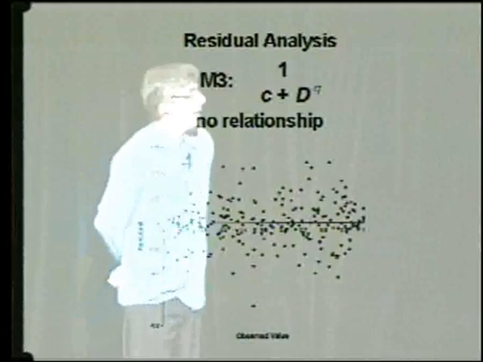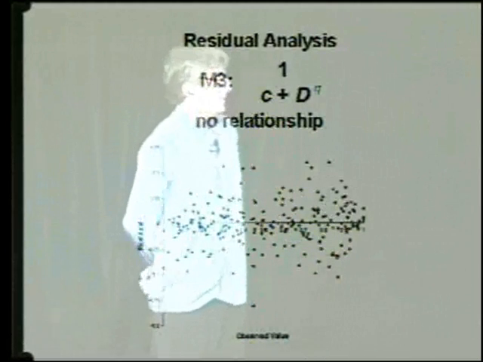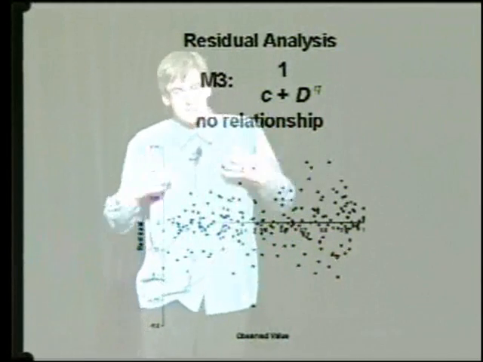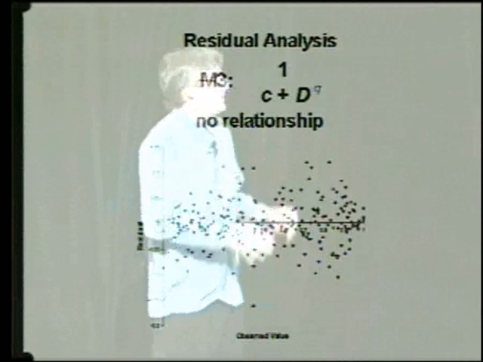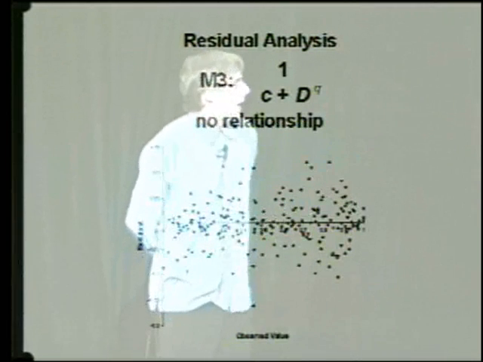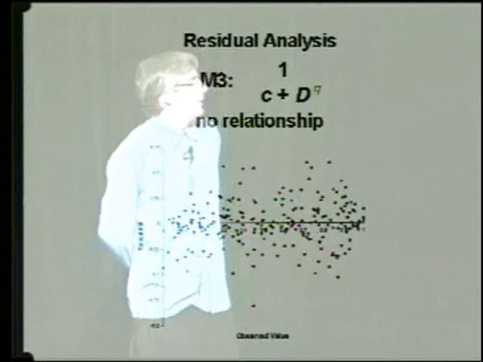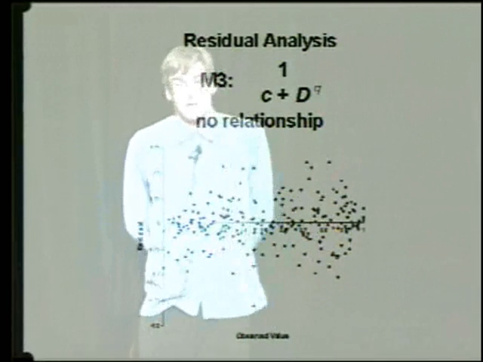And lastly, for the power function, it looks to me like it's very, very random. I couldn't detect any type of pattern. There seems to be one outlier down at the bottom, but overall, it just looks like a point cloud. So I would say that there's no relationship in that scatter plot.